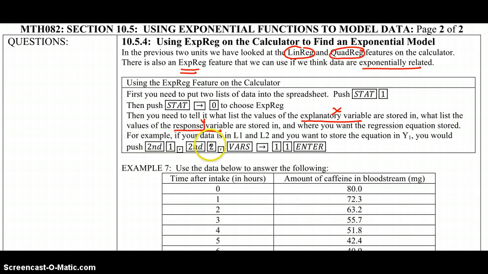So for example, if your data is in L1 and L2 and you want to store the equation in Y1, you would push stat, right arrow, 0 to get into exponential regression, and then second function 1 would type in L1, comma, second function 2 would type in L2, comma, and then variables, right arrow, 1, 1 would type a Y1, and then hit enter.